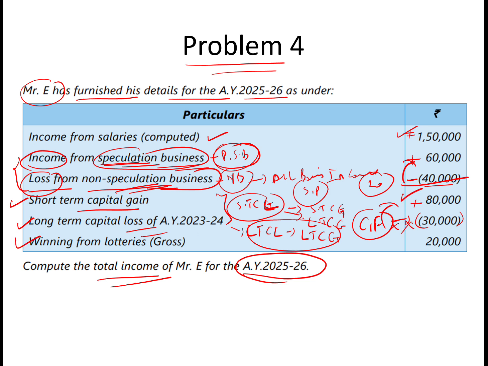Next one is winning from lotteries, 20,000. Winning from lotteries will be fully taxable. And one more very important point here: loss from lotteries will be set off against winning from lotteries only, and it cannot be set off against any other head or intra-head also.